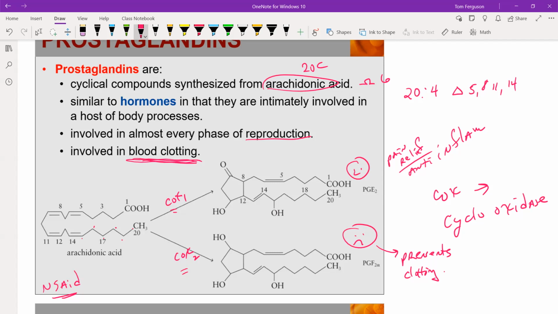Every time I'm signed up to get a COVID booster this week along with my flu shot, I always talk to the pharmacist about COX-1 and COX-2 stuff.